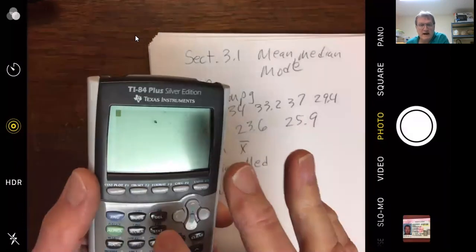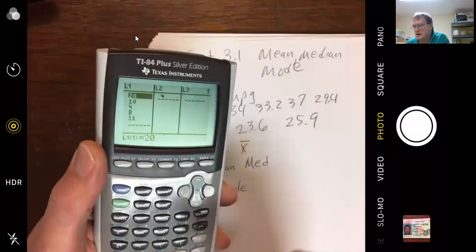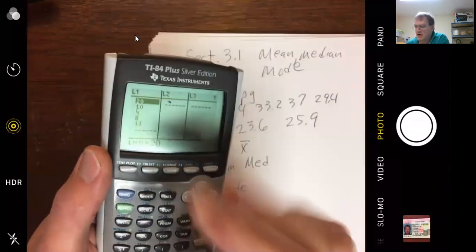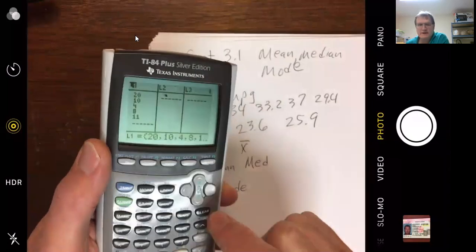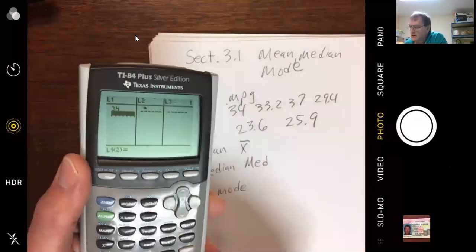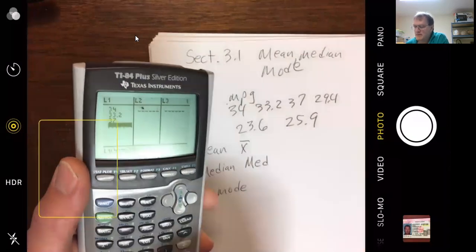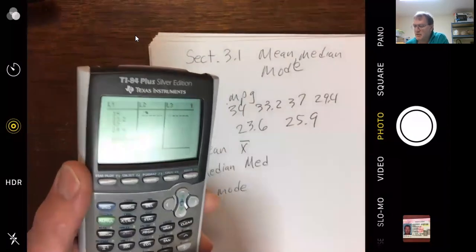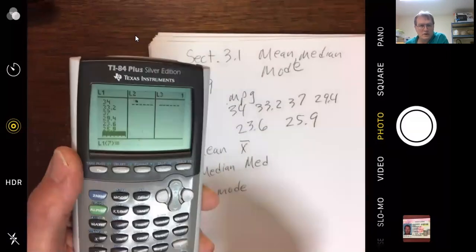And so we go stat, hit enter on edit. You could punch over the numbers and that's fine. The only danger is if there are more numbers in the list than you're entering and you forget to erase the extras. I'm just going to go up to L1, clear and down. And then we just enter the numbers. And so there we are.